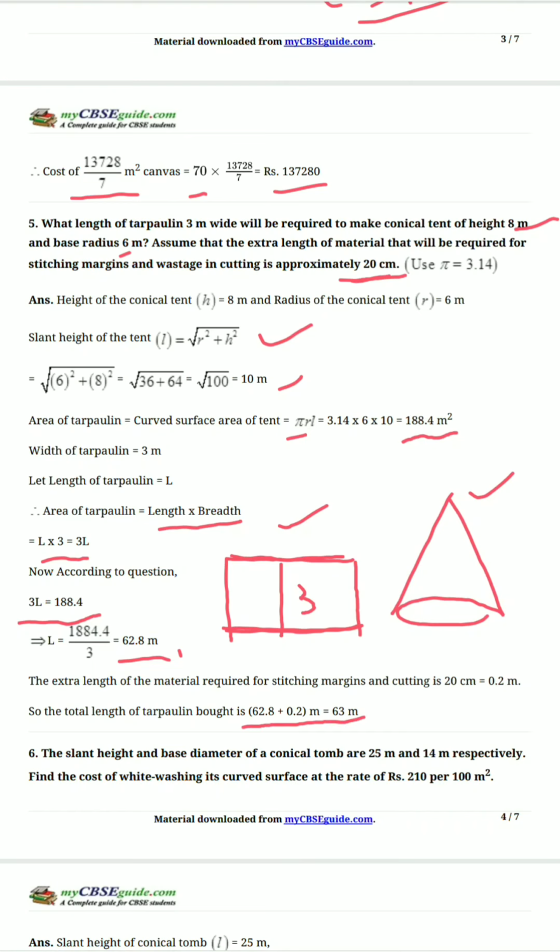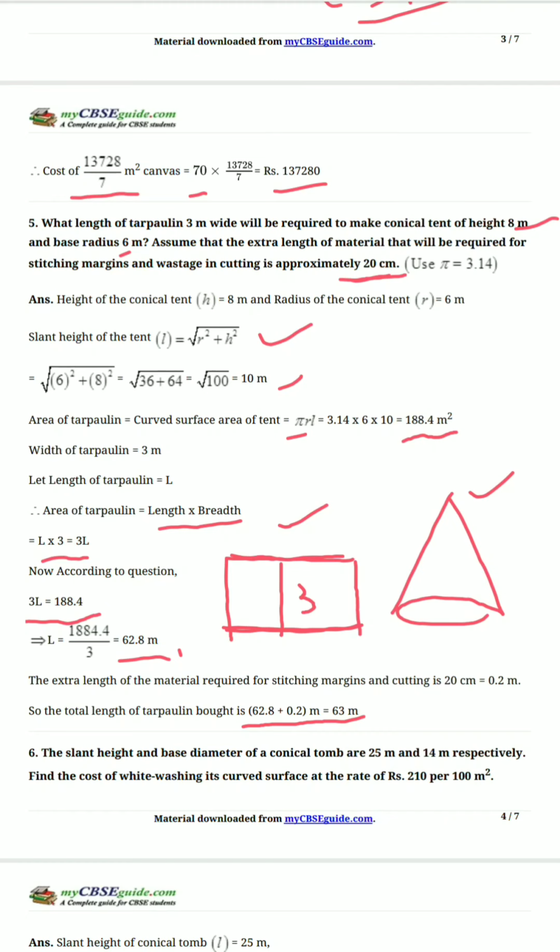So 63 is the total length of the cloth material which will be required. 62.8 is for making the cover, and 0.2 meter will be wasted when we stitch. Some margins are left, you must have seen in the stitching. So that wastage is 0.2. So total will be 62.8 plus 0.2, that is 63 meter.